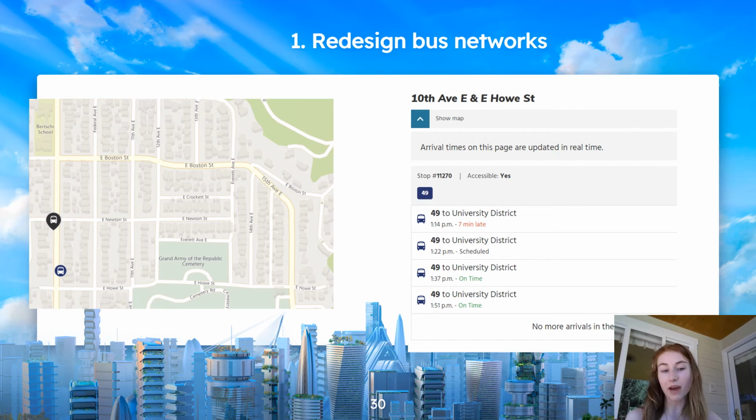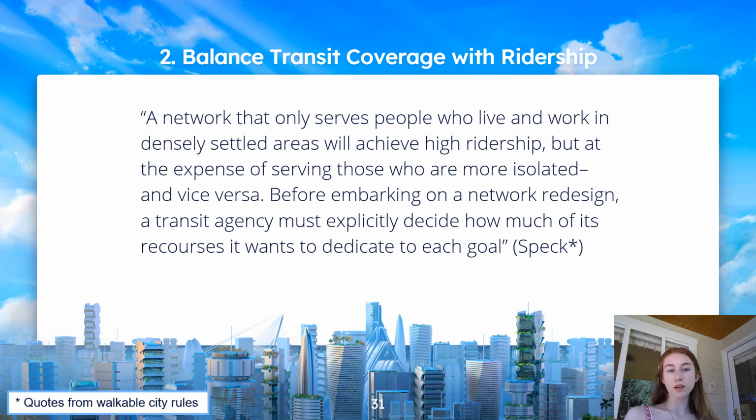The hills aren't that bad. So I think that would really improve the way people get around and transport themselves in Seattle. So I'm going to read this quote in Balancing Transit Coverage with Ridership. A network that only serves people who live and work in densely settled areas will achieve higher ridership, but at the expense of serving those who are more isolated, and vice versa.